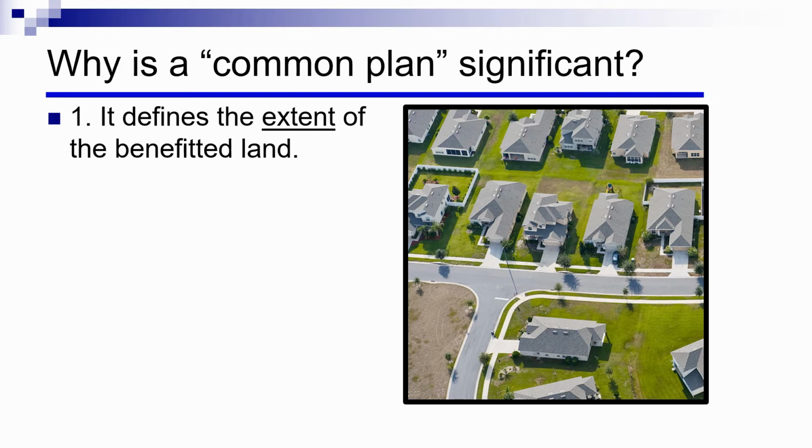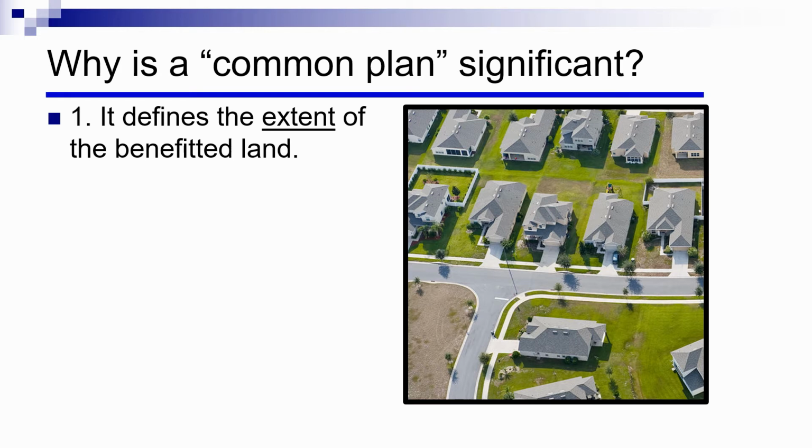The first reason a common plan is significant is it defines the extent of the benefited land. Now you'll remember in the previous video we pointed out that very often a drafter of covenants will state what the burdened land is, but will forget to mention exactly what the benefited land is. Well, that's such a common experience that the common plan helps us identify the benefited land. It tells us the difference between the land within the common plan, which is benefited, and land outside it, which is not benefited.